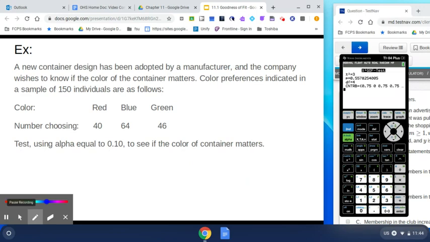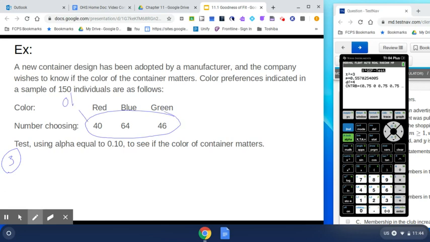Going on with step number 3, we have to find, again, the test statistic. So we have the observed values listed. These are observed. We have to figure out what's the expected. It did tell me that the sample was 150 individuals. So if I add up these 3 numbers, I should get 150. So I'm just going to take that 150 and split it evenly between the 3 categories. So my expected value would be 50 for each color.